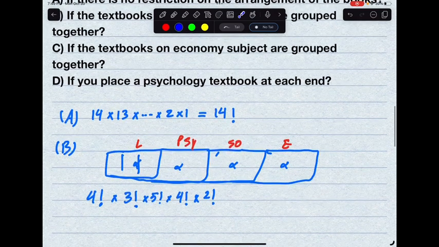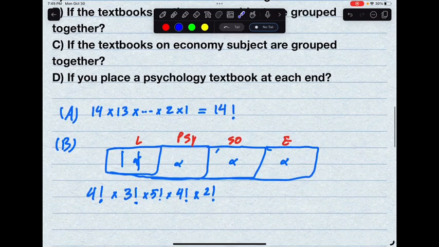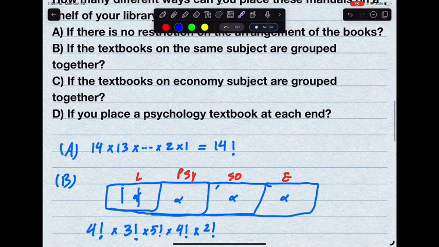Okay, so what about part C of the question? It says if the economy subject books are grouped together. If you compare part B and part C, part B says the books in the same subject are grouped together, so linear algebra together, psychology together, sociology together, economy together. But part C only says the economy books are grouped together. So only these 2 books are next to each other, and the books in other subjects can be next to each other or not. We don't have any restriction on the other books.